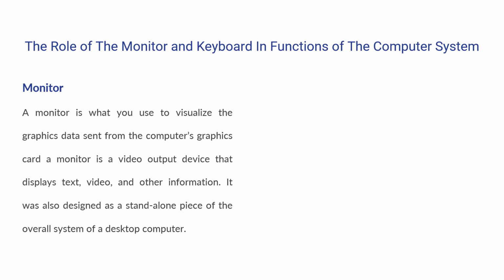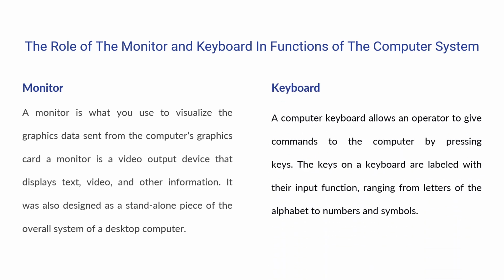Monitor. A monitor is what you use to visualize graphics data sent from the computer's graphics card. A monitor is a video output device that displays text, video, and other information. It is also designed as a standalone piece of the overall system of a desktop computer. Keyboard. A computer keyboard allows an operator to give commands to the computer by pressing keys. The keys on a keyboard are labeled with their input function, ranging from letters of the alphabet to numbers and symbols.